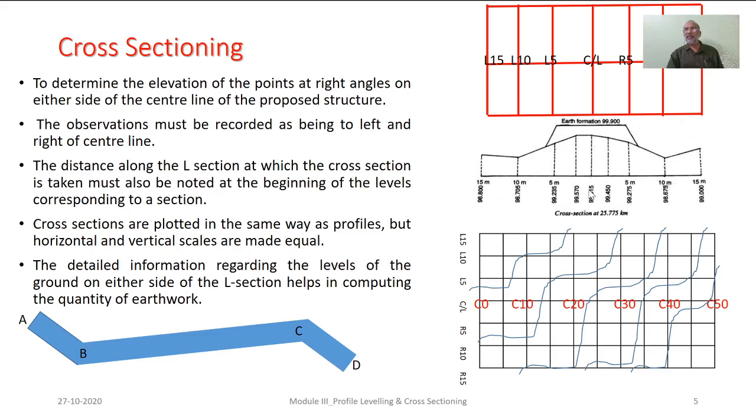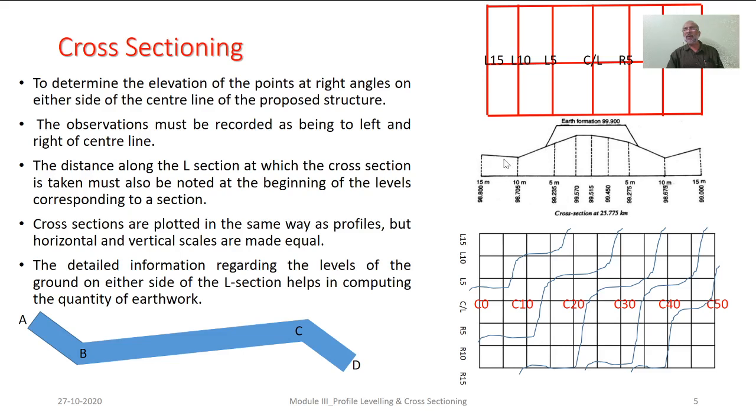So the way you see here, this center line is dealing with the alignment of the proposed structure. Now on L5, that is the station placed at 5 meter on the left side of center line, we have the reduced level. At 10 meters we have the reduced level. At 15 meters we have the reduced level. Similarly, on the right side also we have the reduced levels of all the stations placed at 5, 10, 15 meters. So the way we plotted the L section earlier, with the similar concept, we can also draw this particular cross section.